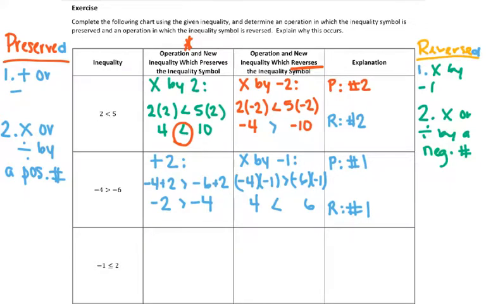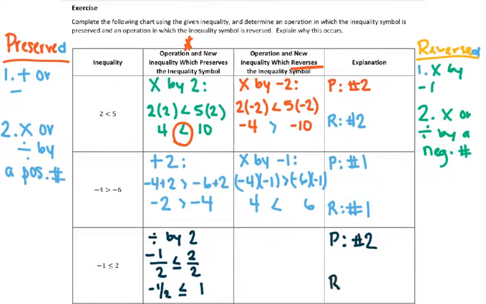Okay. So I want to divide both sides by 2. I'm going to actually write that. Divide by 2. All right. So now I have negative 1 divided by 2. And I'm going to leave that less than or equal to 2 divided by 2. Okay. So when I divide negative 1 by 2, I still get negative 1 over 2. And when I divide 2 by 2, I get 1. And I can still say that negative 1/2 is less than or equal to 1. So for my preserved, I'm going to use number 2 on my preserved side as my explanation. Okay, let's look at reversed.